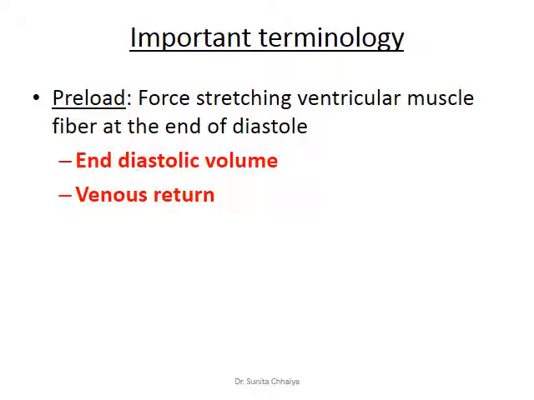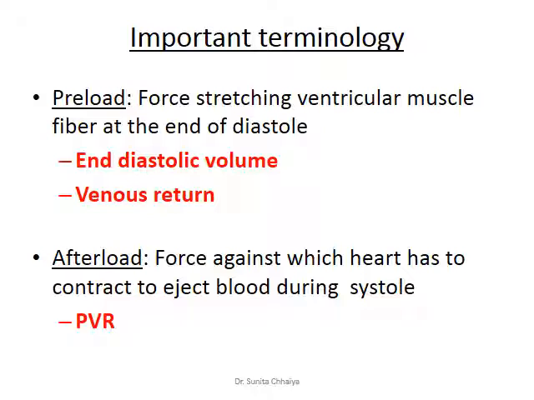There are some important terminology which you must be aware of. One is preload: the force stretching a ventricular muscle fiber at the end of diastole is known as preload. That depends on end diastolic volume as well as venous return. Another is afterload: the force against which the heart has to contract to eject blood during systole is known as afterload, and that depends on peripheral vascular resistance.